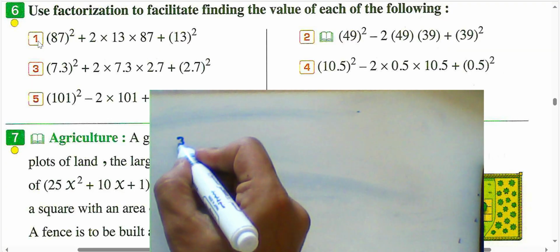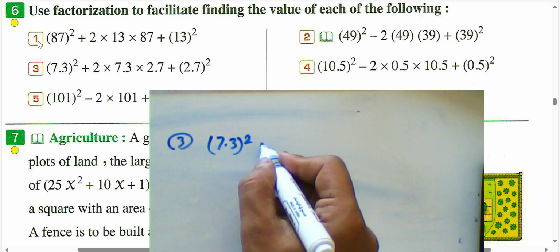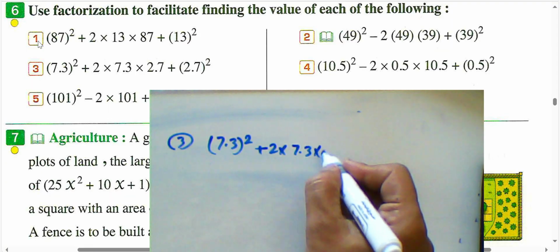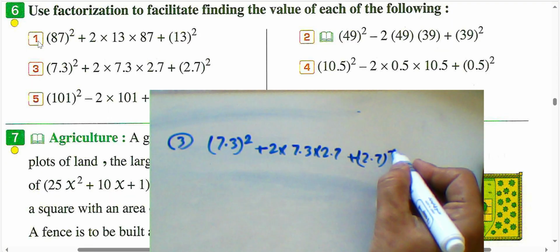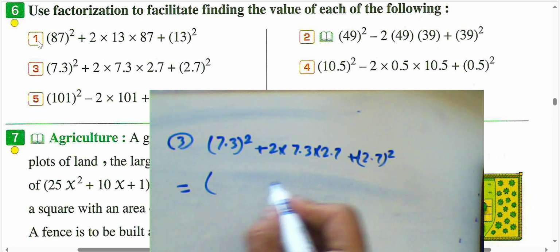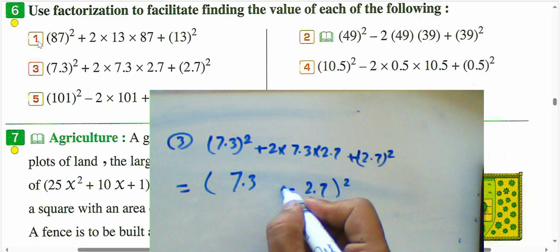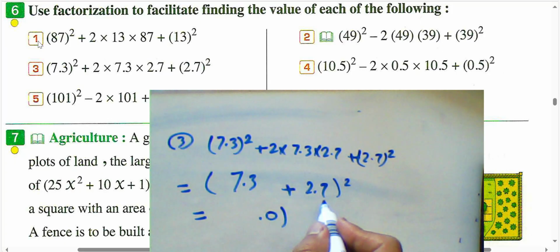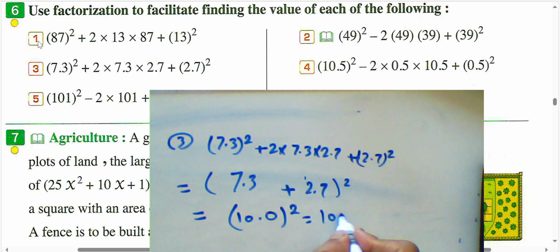Number 3: 7.3 all power 2 plus 2 product by 7.3 product 2.7 plus 2.7 all power 2. We have a perfect square: square root of the first and the third, and write the sign of the middle. Then we can add together 7.3 plus 2.7 equals 10. 10 power 2, it will be 100.